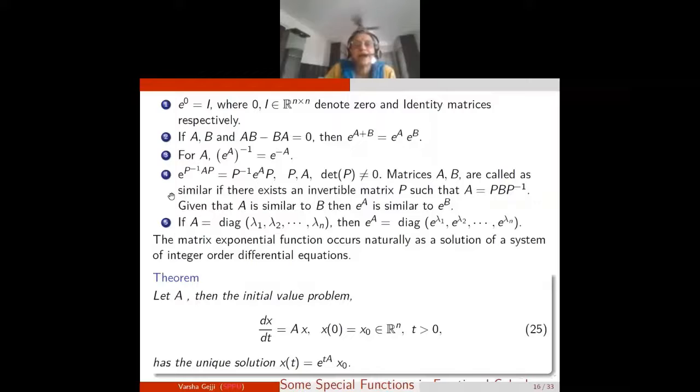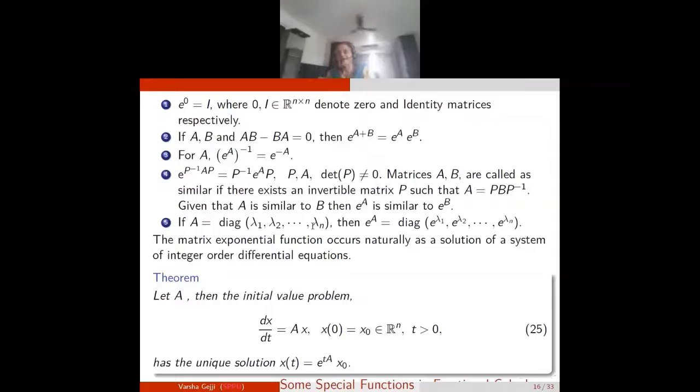And the fourth property is exponentiation of P inverse A P. You know this is a similarity transformation on the matrix, and it is nothing but P inverse e to the power A P, where P is an invertible matrix. So when you have A and B similar matrices, you can do this. And what do you get? e to the power A is e to the power P B P inverse, which is nothing but P e to the power B P inverse, this product. So this is a finite product, and exponentiation is an infinite series.